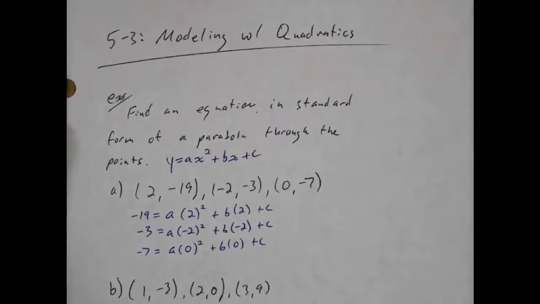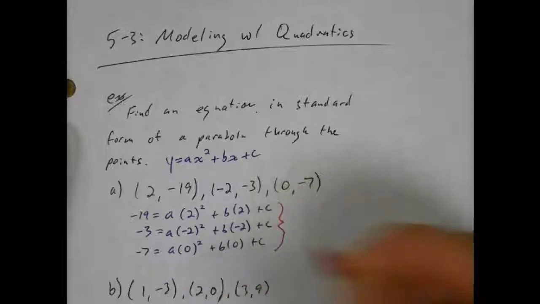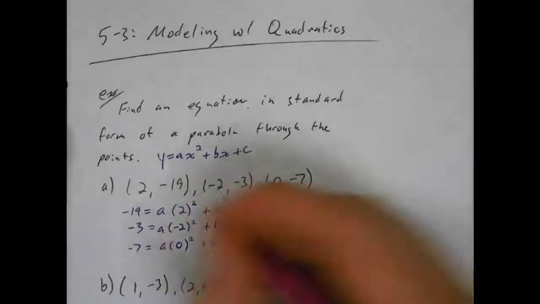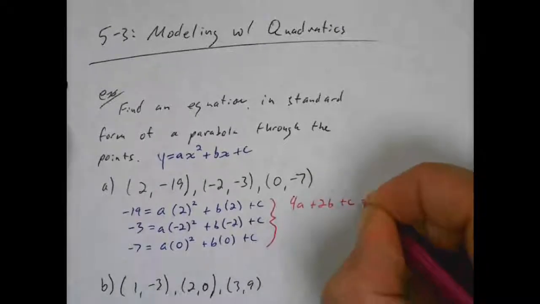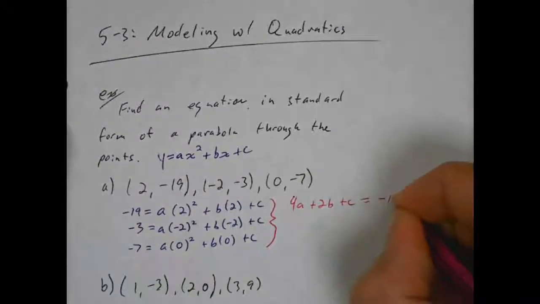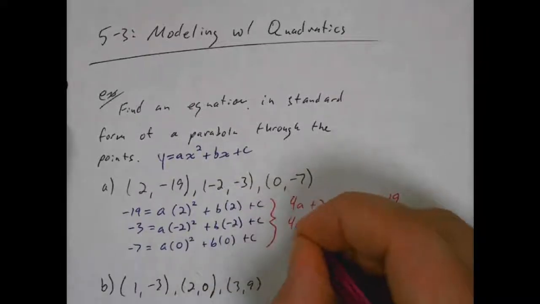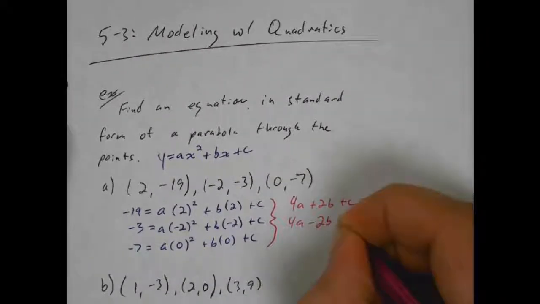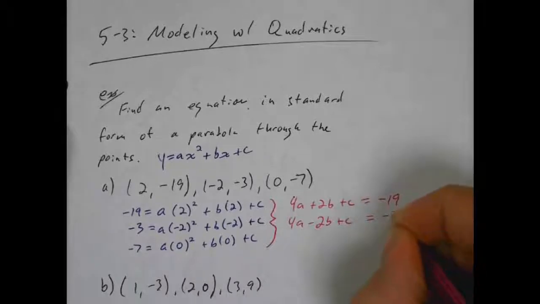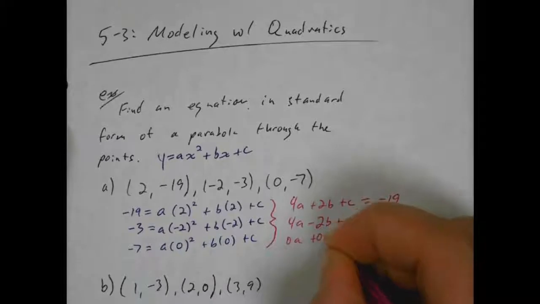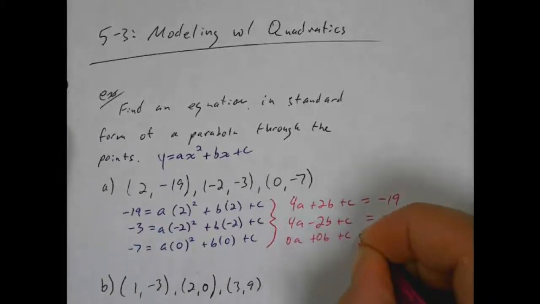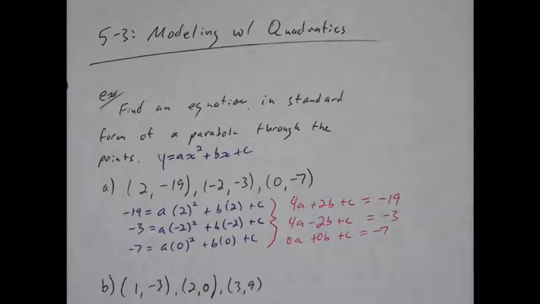Now what I can do with all of those equations, just like we did in the last chapter when you guys were doing matrices, is make a matrix. So we have 2 squared is 4a plus 2b plus c equals negative 19. Then we would have 4a again, but this time minus 2b plus c equals negative 3. We'd have 0a plus 0b plus c equals negative 7. So we already know c is negative 7, but we can make this into our matrices.